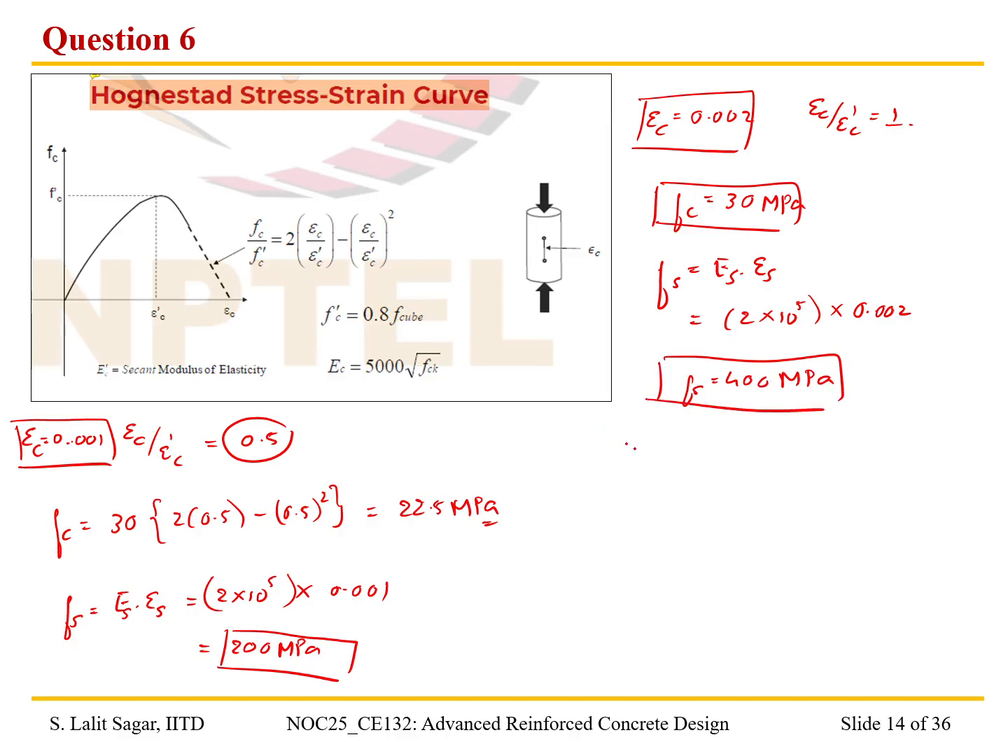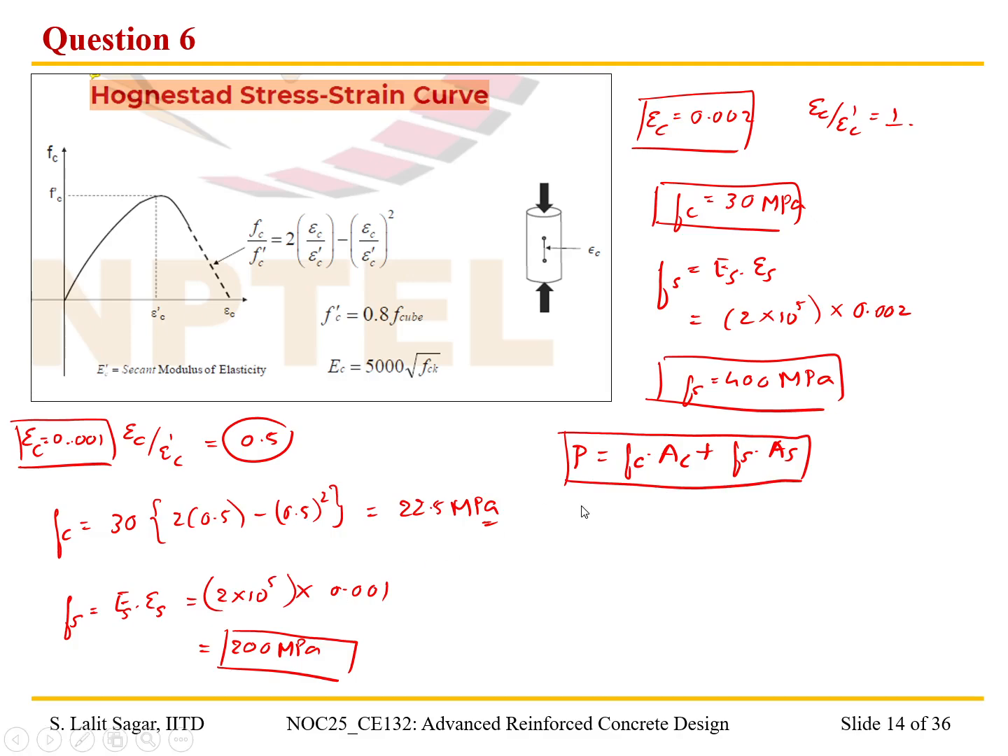So now we know that the axial load capacity, that is P, is equal to Fc into Ac plus Fs into As. This is the governing equation.